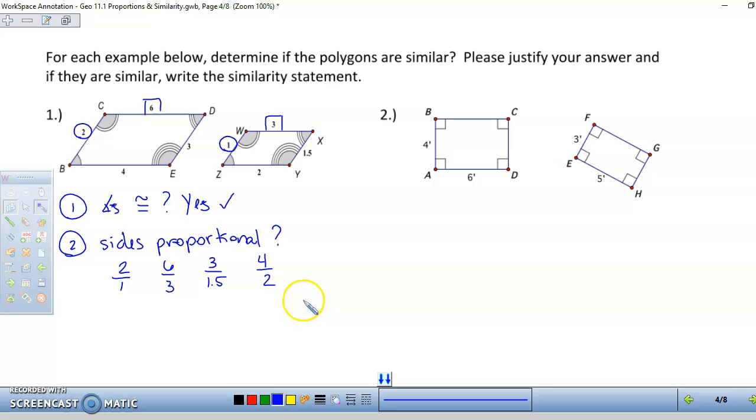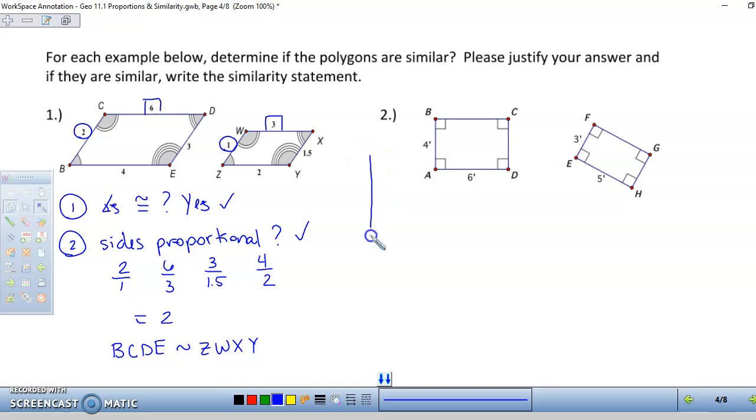Okay, now you can just reduce all of those fractions, but they all reduce to just 2 or 2 over 1. So that shows that the sides are proportional. Okay, so we've just proven that these two polygons are similar to each other. So our similarity ratio, again, you want to look at corresponding angles to help you, but I could say BCDE would be similar to ZWXY.